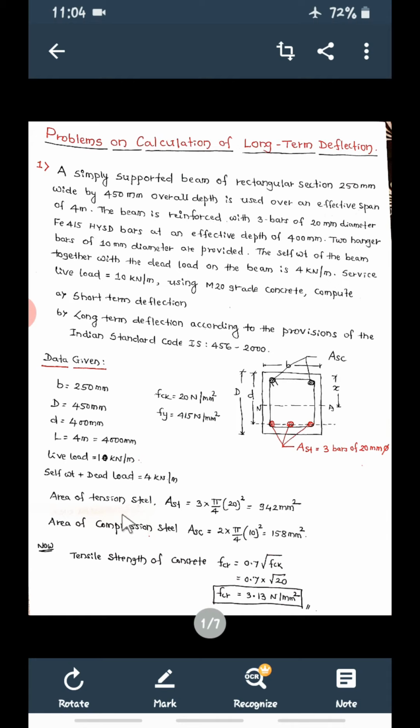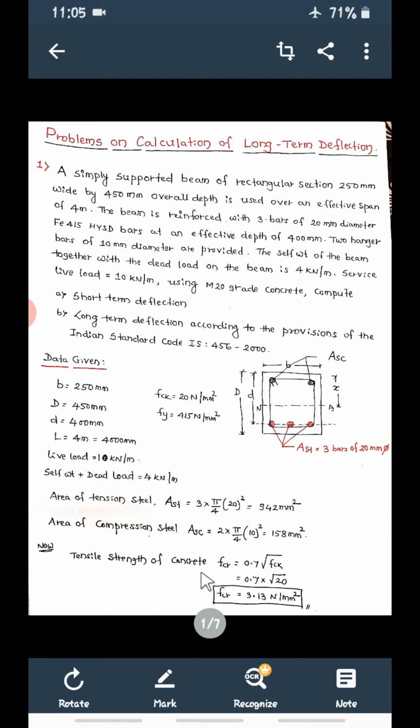Now what is the area of steel Ast? This is main steel Ast, tension steel, that is 3 bars of 20 mm. So that is 3 into pi by 4 into diameter square, that is 942 mm square. Similarly, what is the area of this compression steel? It is denoted as Asc. Ast is area of tension reinforcement, Asc area of compression reinforcement. It will be provided at the top, 2 bars of 10 mm diameter. So 2 into pi by 4 into 10 square, that is 158 mm square.